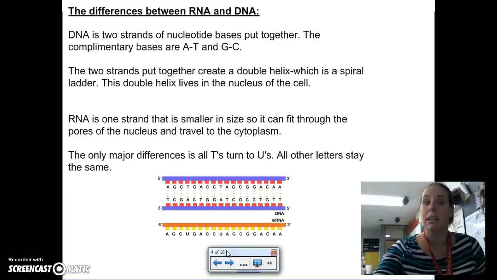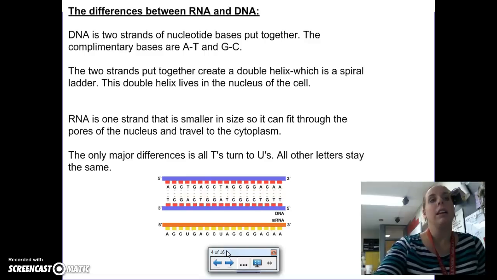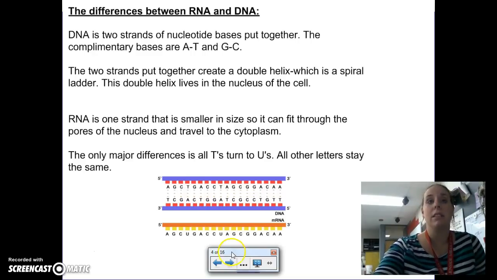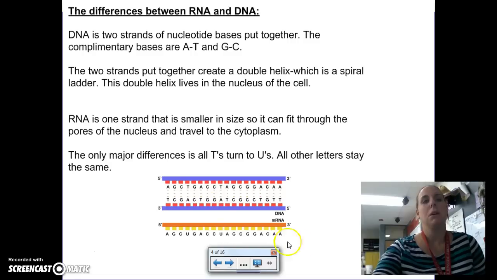So that's all DNA. And then RNA is 1 strand that is smaller in size, so it can fit through the pores of the nucleus and travel to the cytoplasm. And the only major difference is all T's turn to U's and all other letters stay the same. So in this picture you can see A, G, C, T, and then A, G, C, U. So RNA changes all those T's to U's, and in DNA they're T's.